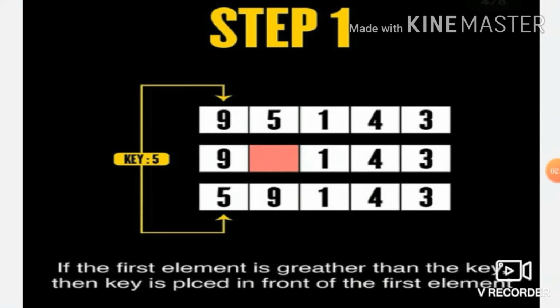Here 5 is taken as key. Now 5 is compared with 9, where 9 is greater than 5. So 9 got swapped, whereas 5 remains there only. It checks whether any element is preceding 9. There was no element, so it got swapped, and the final array is 5, 9, 1, 4, 3. Below it says that if the first element is greater than the key, then the key is placed in front of the first element. We have done that.